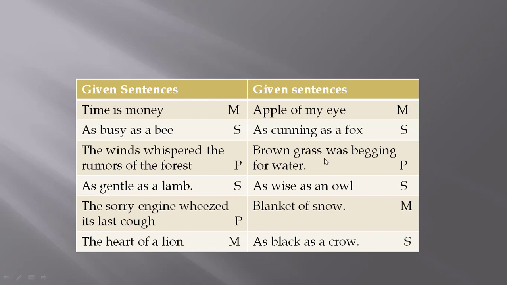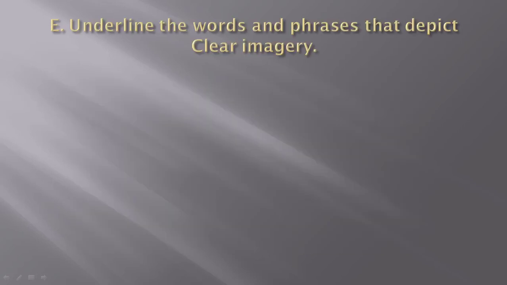Brown grass was begging for water. Begging, human quality, personification. As wise as an owl. Use of as, simile. Blanket of snow, direct comparison, metaphor. As black as a crow, use of as, simile. Underline the words and phrases that depict clear imagery in the poem.